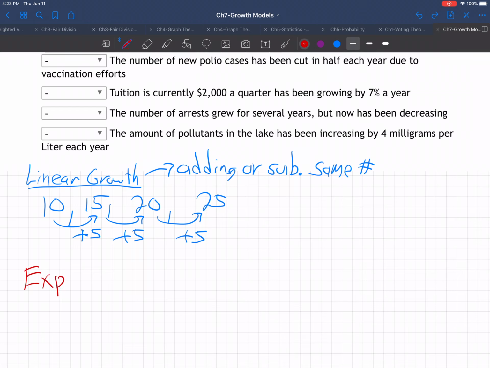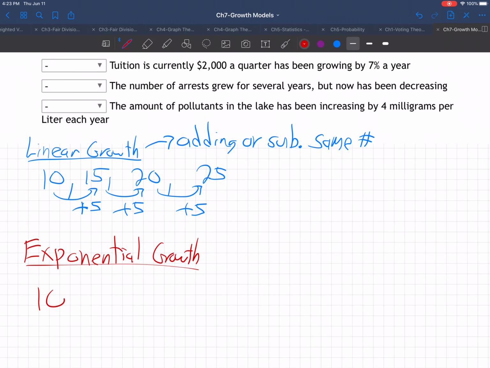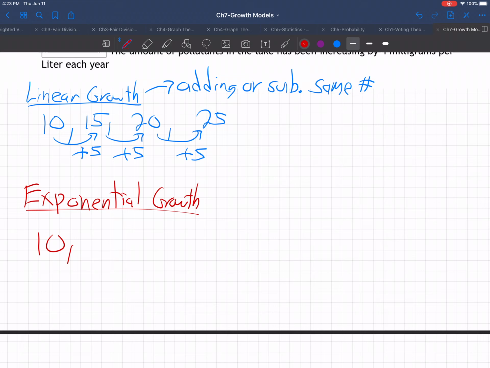And that's not how you spell exponential. Exponential growth or decay. These can go down. So we could start at 10, and so this is multiplying by the same number every time. Like we could multiply by 1.50, and that's growing by 50%. So that'd be 15, which starts off the same as the last one, but then if you multiply by 1.50 again, it's 22.5.